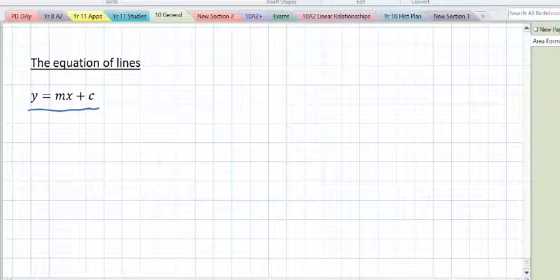Good to know. Alright, equation of a line: y equals mx plus c. What you really need to know from this is the m. Who knows what the m stands for? Slope. Good. Slope. And the c, we didn't spend as much time on, but it was in the folio, is our y-intercept.